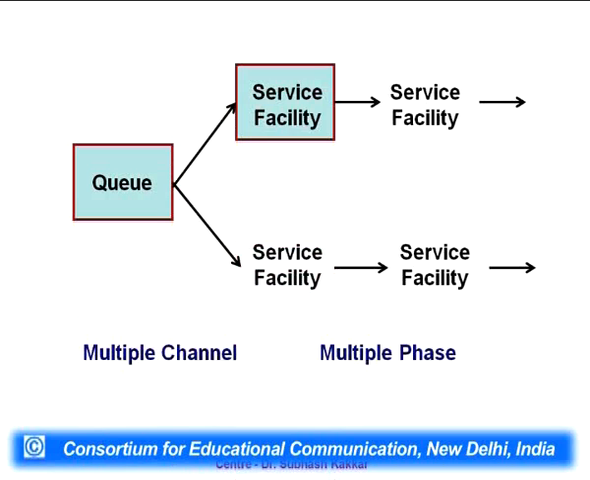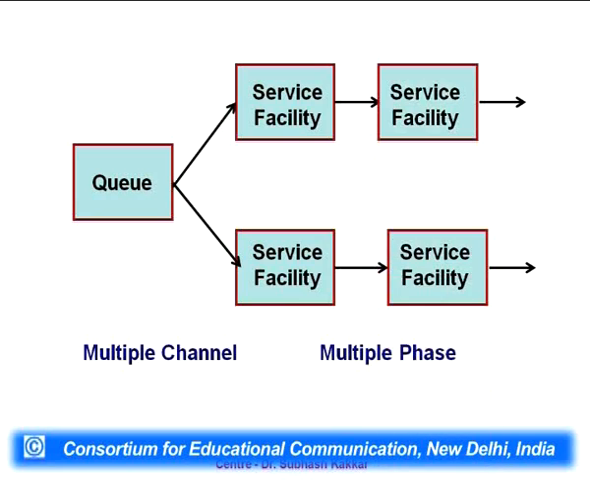Now we will have multi-channel and multi-phase. Now look at this diagram. Customers are being drawn and there are 2 queues shown, and these 2 queues are then attached to 2 service facilities each. It means service facilities are more than one in each case, and even the queues are more than one. Both queues are more than one, and service facility is also more than one, that is why it is called multiple channel, multiple phase.